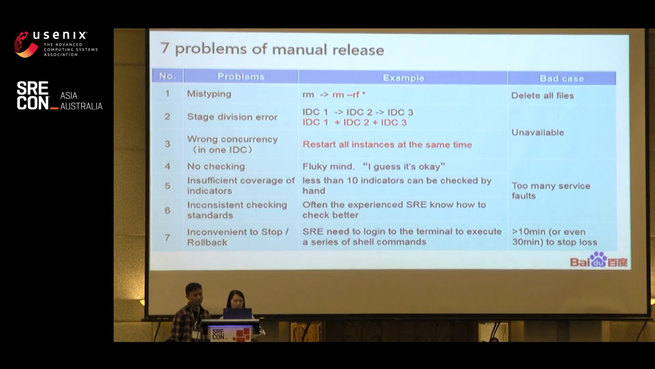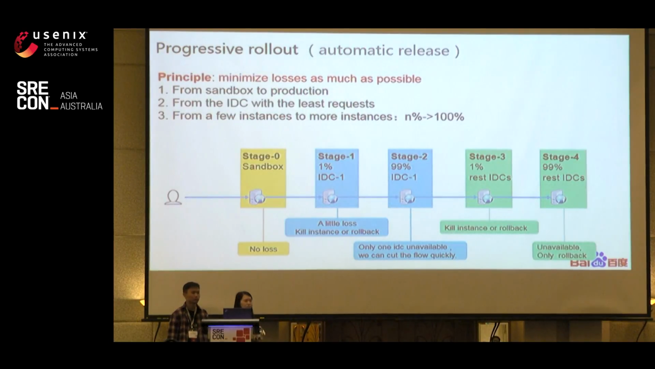7, it is inconvenient to stop or roll back a release, because we SREs need to log into the terminal and execute a lot of commands. It always takes more than 10 minutes or 30 minutes to stop loss. It's too long. In order to solve these problems, SREs have done these things.